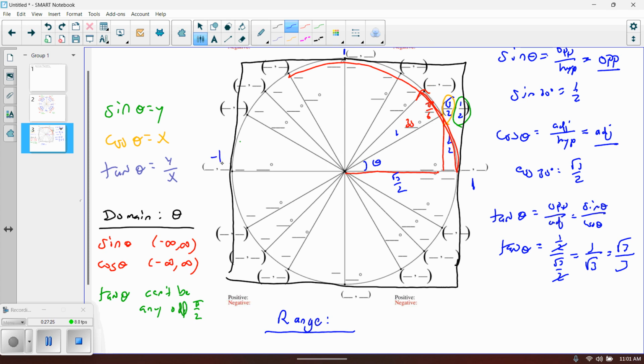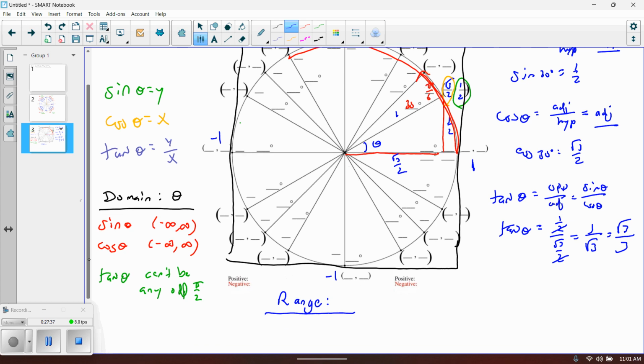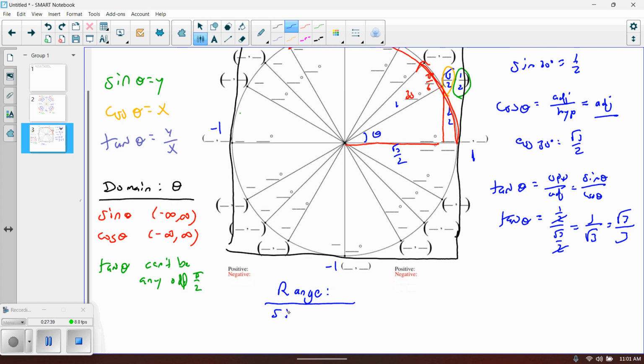So the range of sine and cosine says that the output can only be in between -1 and 1. So sine of theta, the range will be from -1 to 1. And we do obviously get to -1 and 1 because that's part of it. So you have to include those in the solid brackets here.